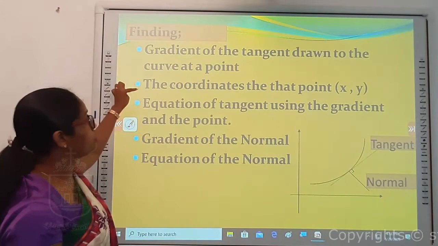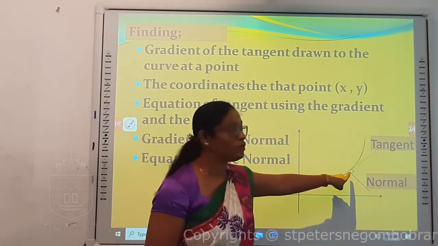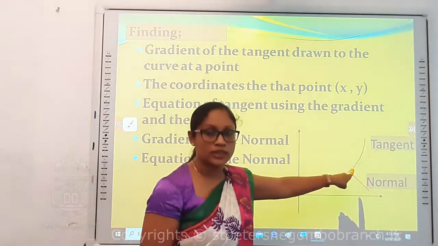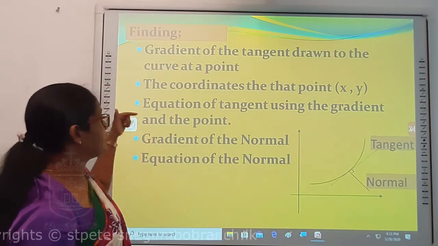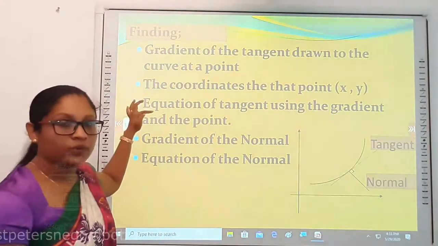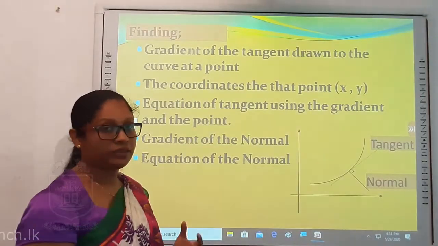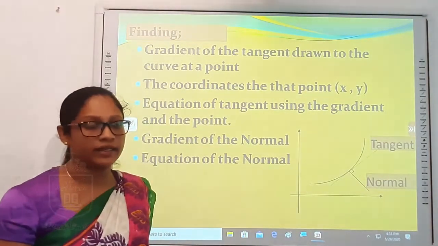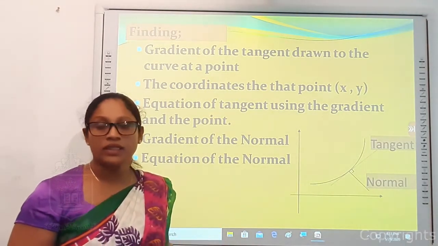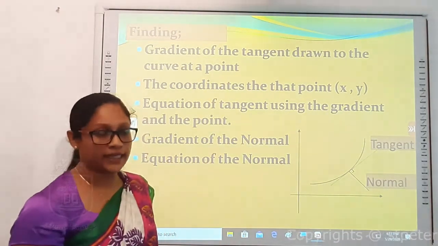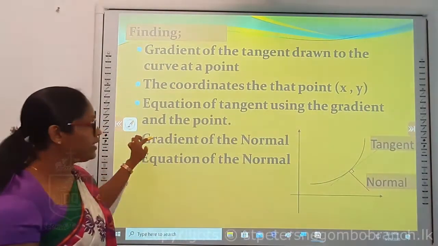After that you should know how to find the particular point, because the tangent is drawn at a point. You should know the coordinates of the point, the x coordinate and the y coordinate. Next, how to write the equation of the tangent. For that you should have the knowledge of the lesson on straight lines. Once you are given the gradient and a point, you should know how to derive the equation. And next, we should know how to find the gradient of the normal.